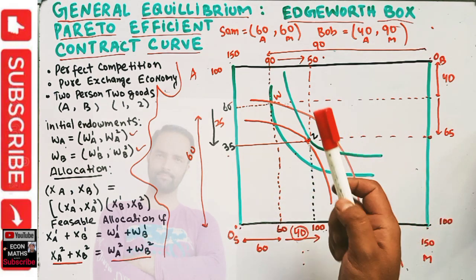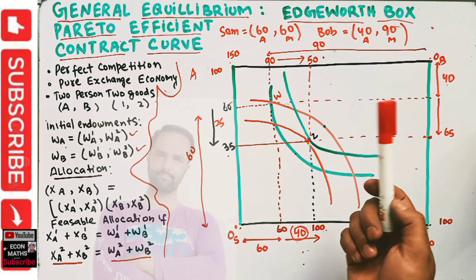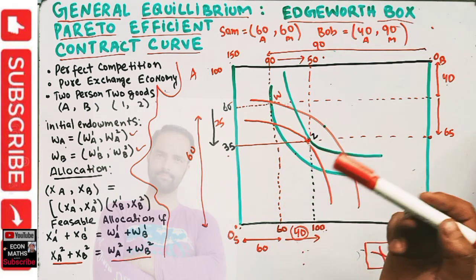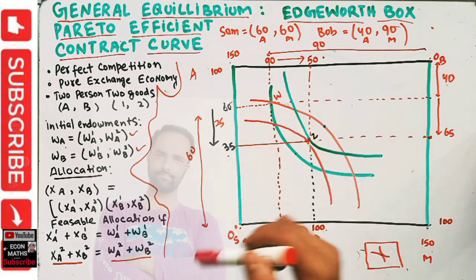Same is true for mangoes. So we have 60 plus 90, which is 150. So this black line shows us the units of mangoes, and this green line shows the units of apples. So the number of mangoes in this economy is 150. So this is 150, this is also 150. Then what we did, we just drew two indifference curves in such a way that they intersect at point W.